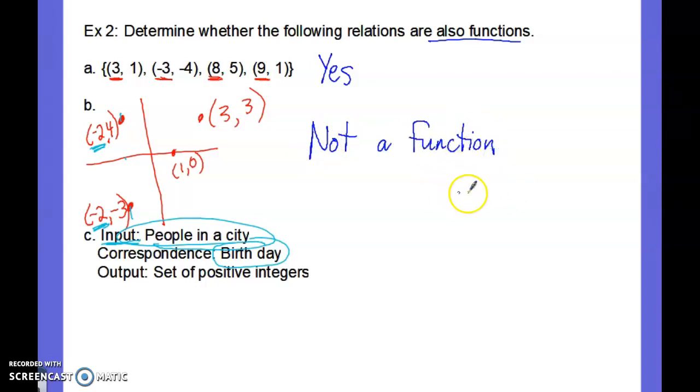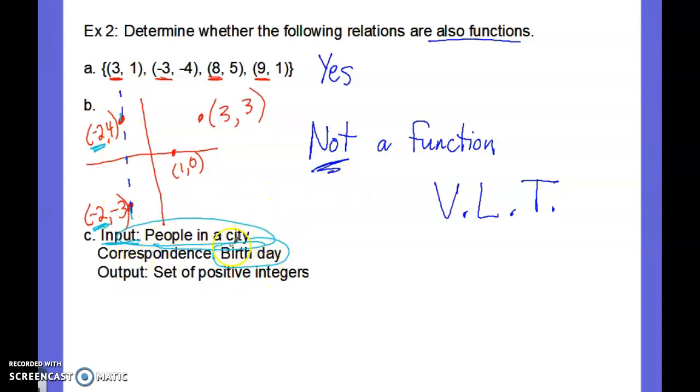You may have heard something called the vertical line test. We use vertical line tests when we're looking at a graph. And if I draw a vertical line, if it crosses at more than one point, then it is not a function. And then here's another example.